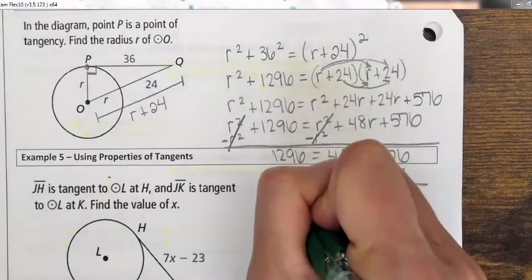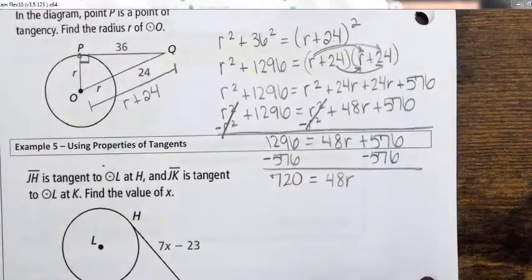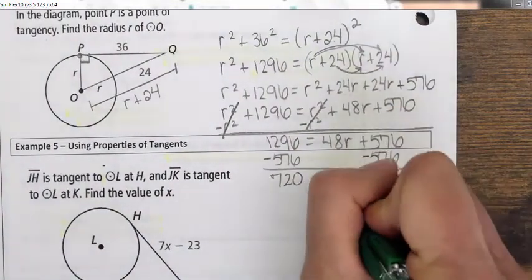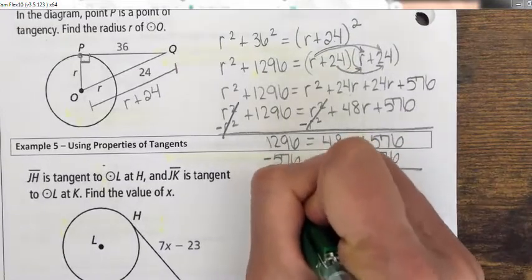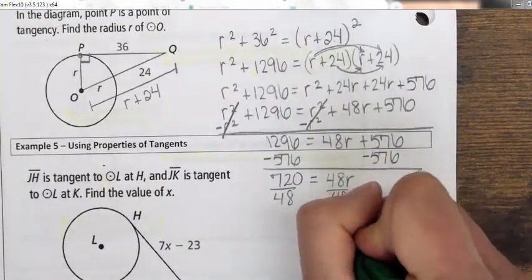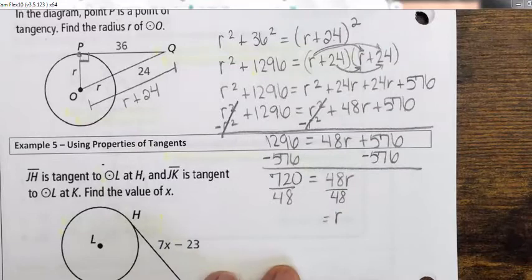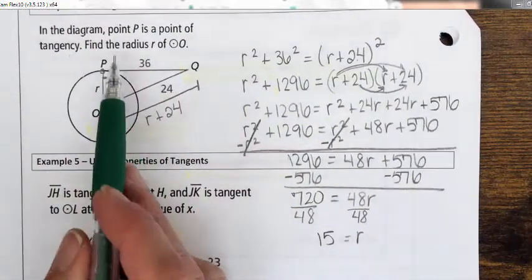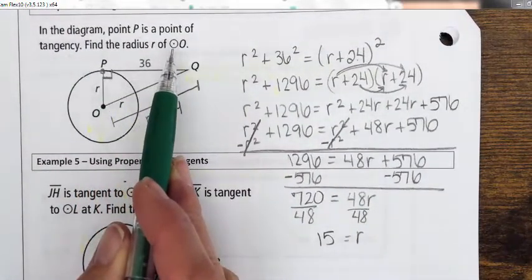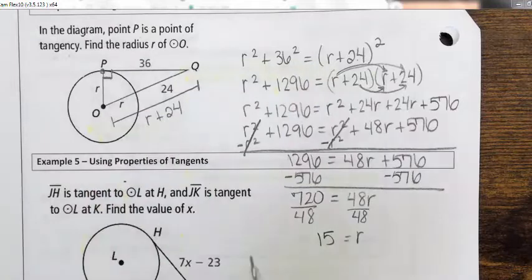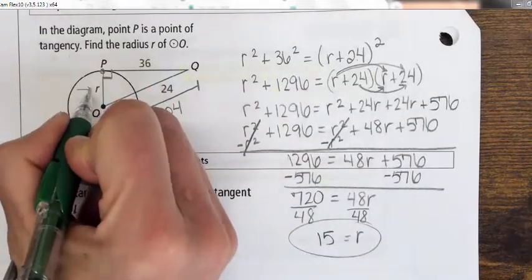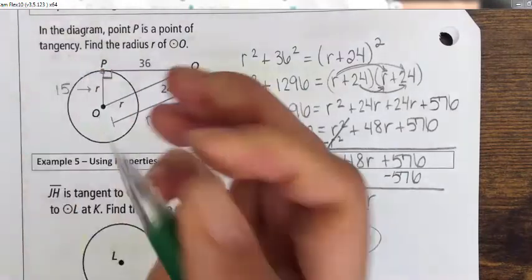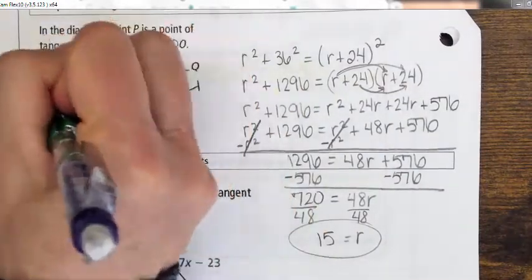I think that's 720. Okay, and now I'm going to divide both sides by 48. So R is equal to 15. So my radius, that's all I had to find, the radius R of circle O. The radius is going to be 15. I don't know what the units are, so I'm just going to go ahead and leave it.